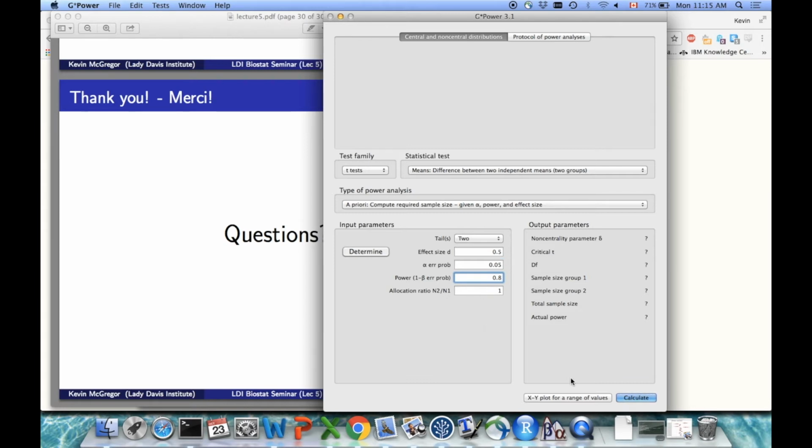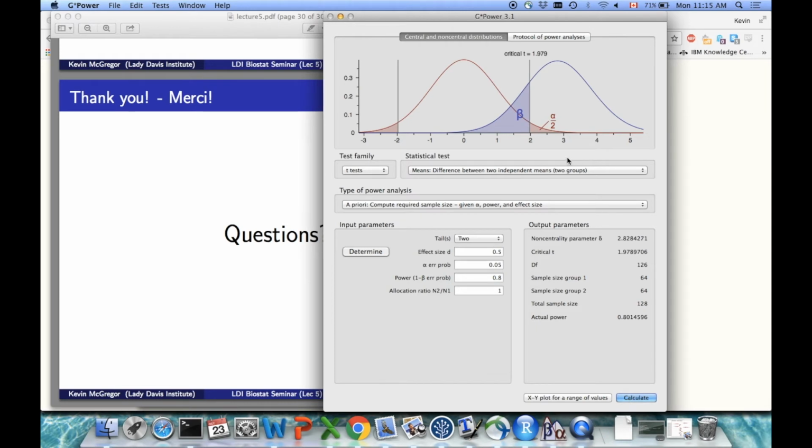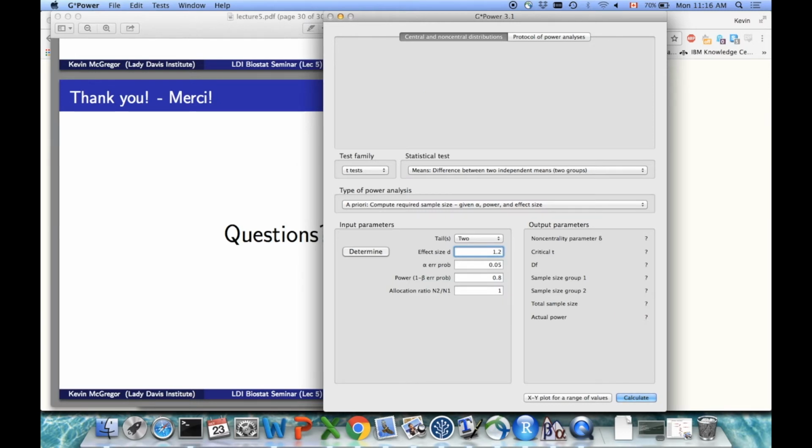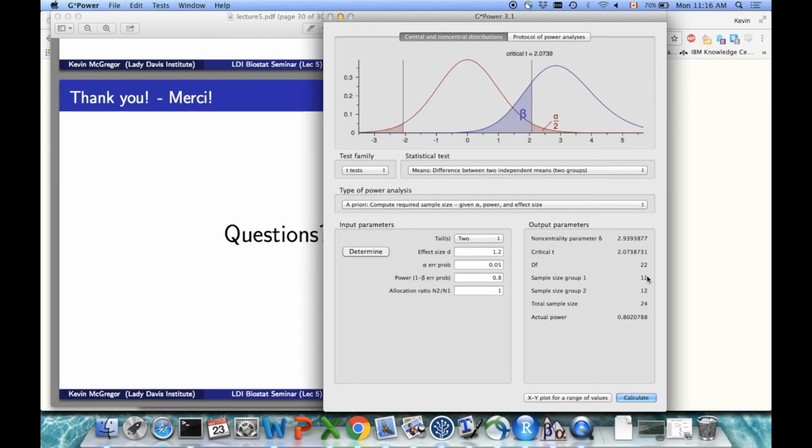So once you have all that entered, then you can just click calculate, and it's going to give you a nice plot like I included in my presentation. But more importantly, on the right side, it's going to give you some output parameters. So it's going to give you the sample size in the two different groups. So in this case, if you had an effect size of 0.5 and you wanted at least a power of 0.8, then you would need 64 samples within your two groups. So if you change this to something like 1.2, so that's a very strong effect size, then you would actually only need 12 samples within each of your groups.